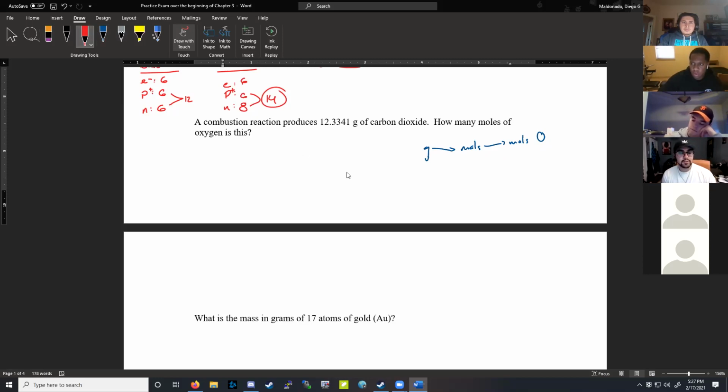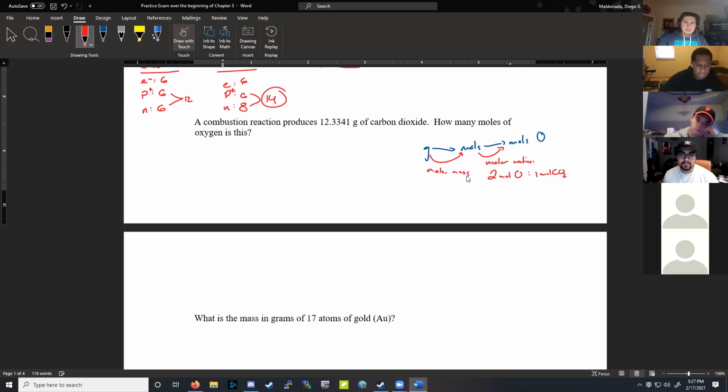And what is my molar ratio? 2 moles of oxygen to 1 mole of carbon dioxide. That's correct. And then if I want to convert from grams to moles, what do I need? Molar mass, as always.